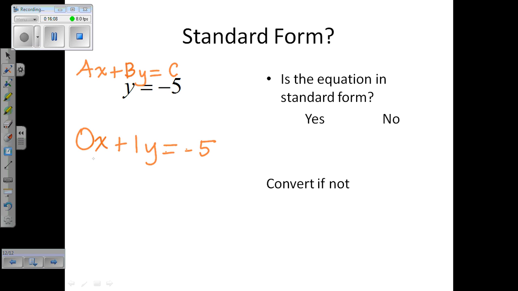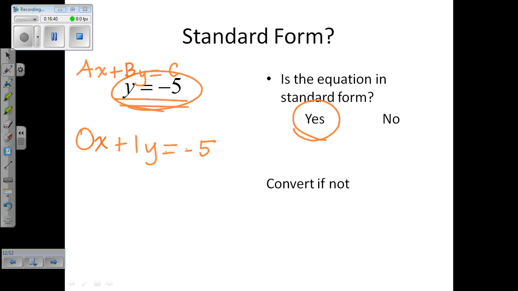So let's check it. A and B cannot both be 0. Well, A is 0, but B is 1, so that's okay. A, B, and C have to be integers. 0, 1, and negative 5 are all integers. They can't have a common factor. Well, there's nothing I can divide all these by. And A has to be non-negative, and A is 0, and that's okay. So this equation, y equals negative 5, is in standard form. I don't have to convert it at all. That equation is already in standard form.